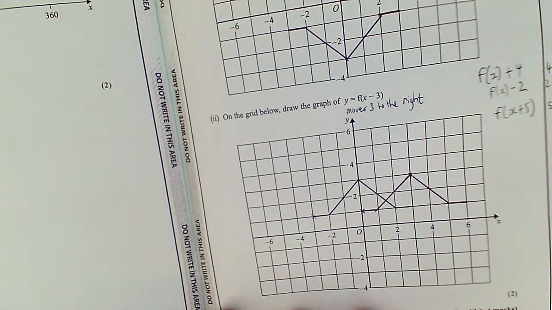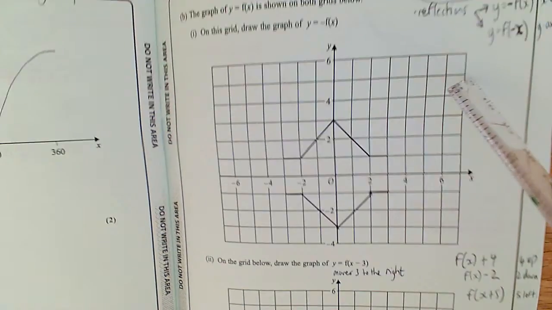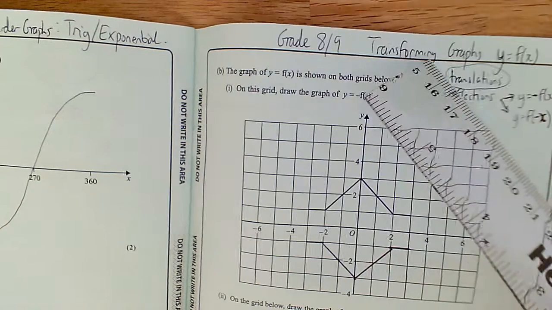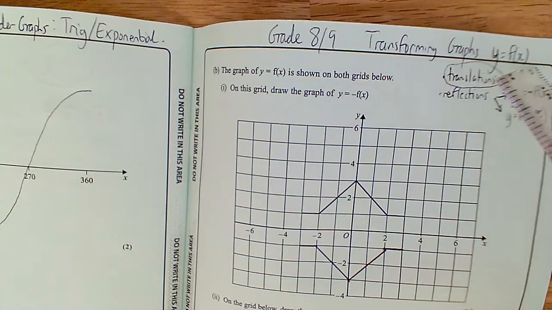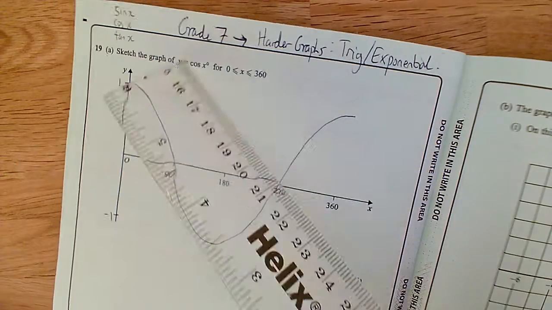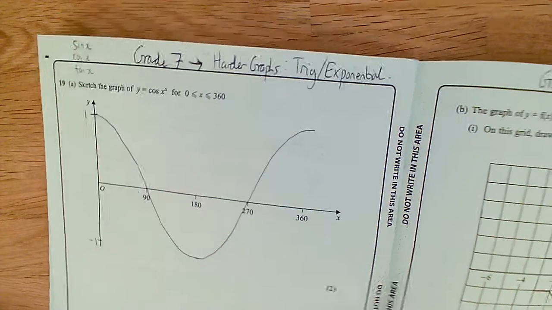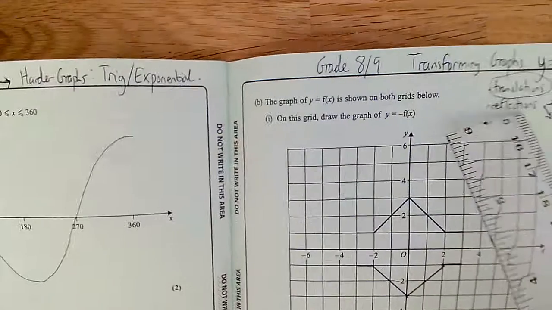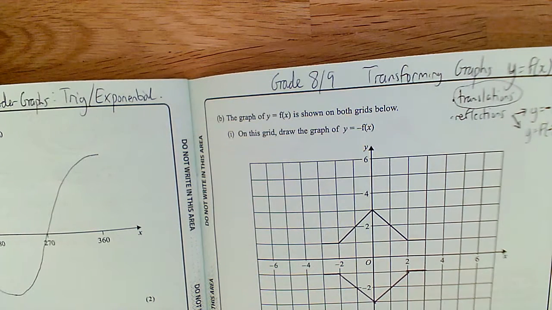Again, if you want to practice transforming functions and these rules, translations as well as reflections, which we discussed up here, then just remember Maths Genie. It's Grade 8 and 9, and it's transforming graphs y equals f of x. So for this bit and for this bit, on the website they've got videos explaining it, and they've got questions for you to try, and they've got the answers that go with it. So if you're confused by either of these, I really would recommend taking the time to go to Maths Genie and practice it when you've got time.